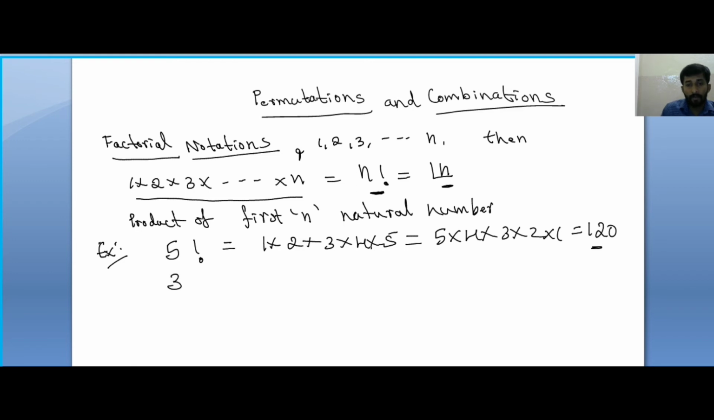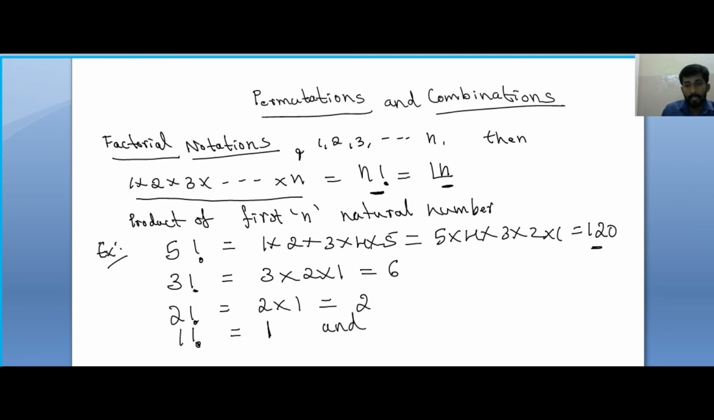Then what's the value of 3 factorial? The meaning of 3 factorial is the product of first 3 natural numbers. So you can write it as 3 into 2 into 1, the same as 1 into 2 into 3. 3 into 2 is 6, into 1 is 6. So 3 factorial value is equal to 6. Similarly, 2 factorial is 2 into 1, product of first 2 natural numbers, which is equal to 2. And 1 factorial is the product of first 1 natural number, that is 1 only.